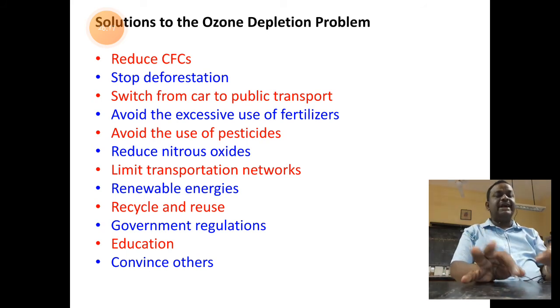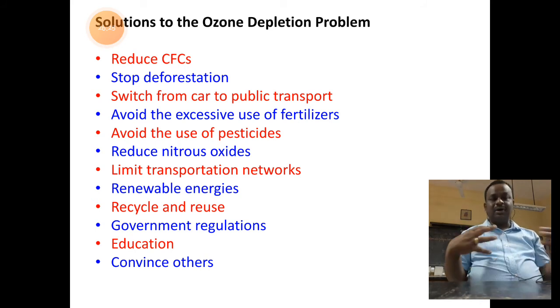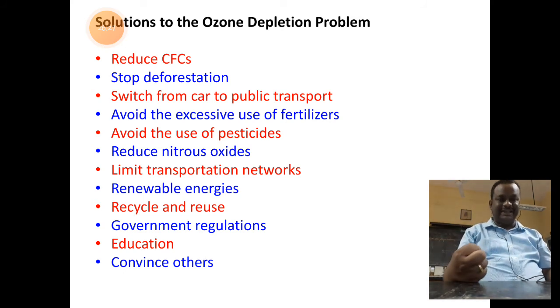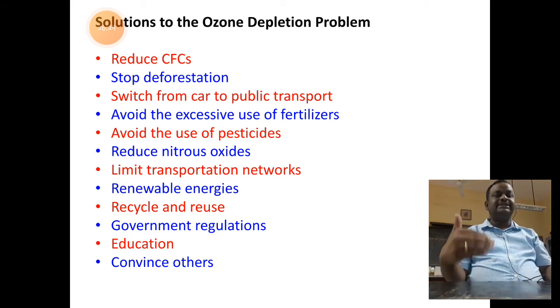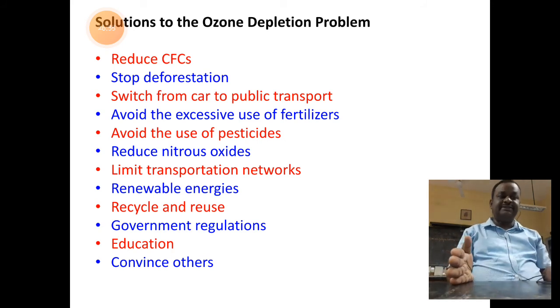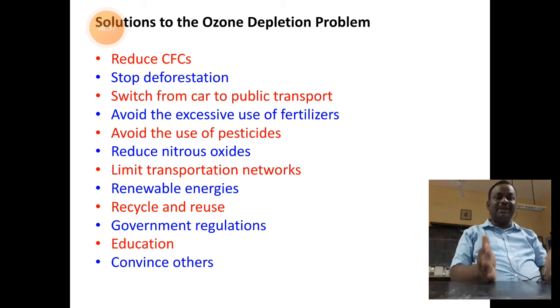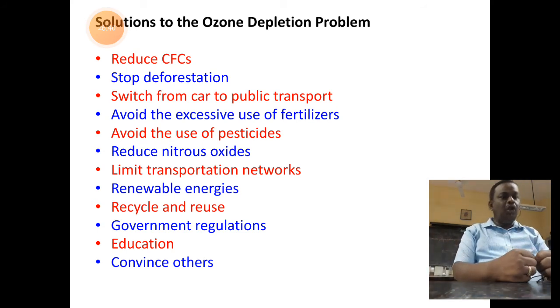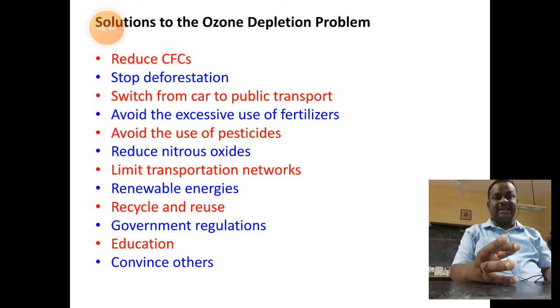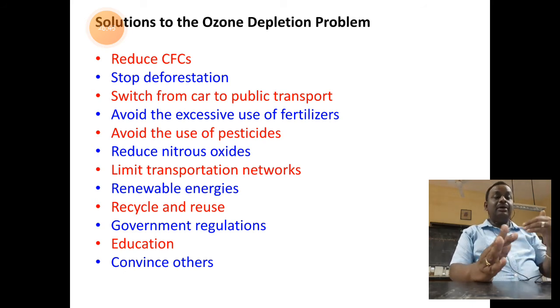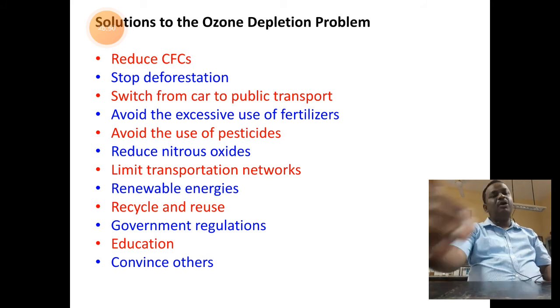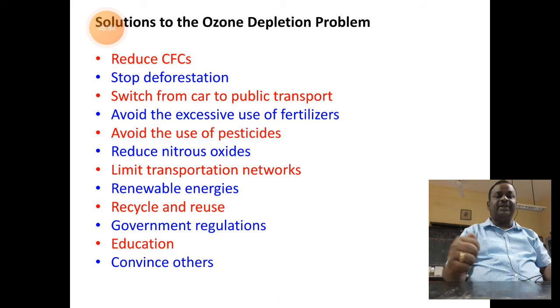Next is limit the transportation networks. The transportation of goods from one place to another makes use of vehicles enormously. If we could reduce the distance between the places of manufacture and delivery of products, the vehicle usage will also be reduced. So, not much emission of greenhouse gases can be seen if the production and delivery of the products are localized in a very short distance.